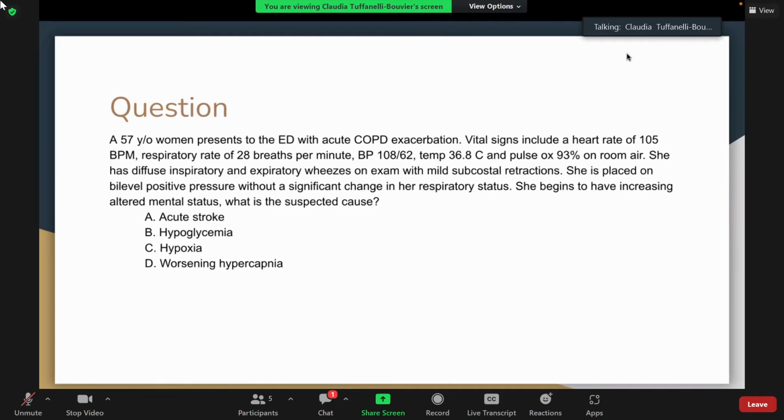Next one: a 57-year-old woman presents to the ED with acute COPD exacerbation. Vital signs include a heart rate of 105, respiratory rate of 28, BP of 108/62, temp of 36.8, pulse ox of 93% on room air. She has diffuse inspiratory and expiratory wheezes on exam and mild subcostal retractions. She's placed on bilevel positive pressure ventilation without a significant change in her respiratory status. She begins to have increasing altered mental status. What is the suspected cause?